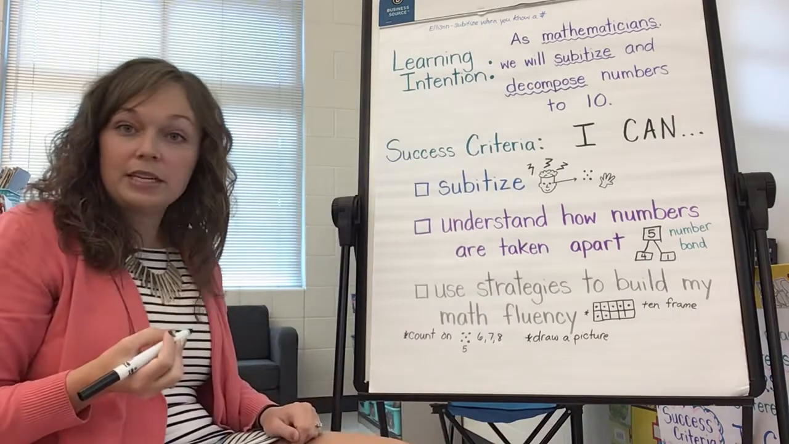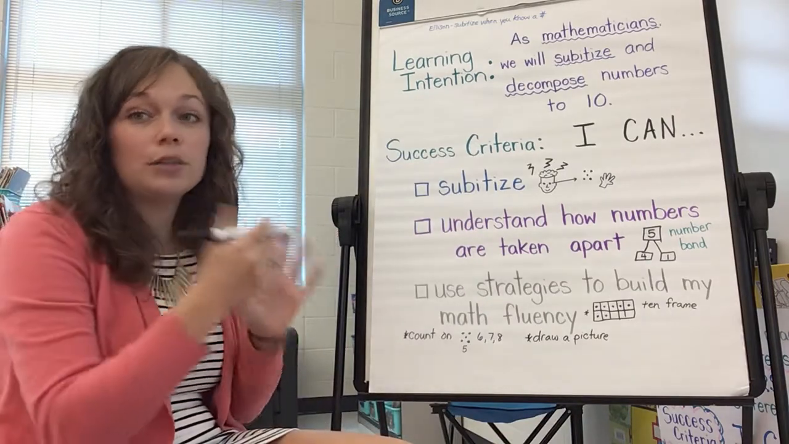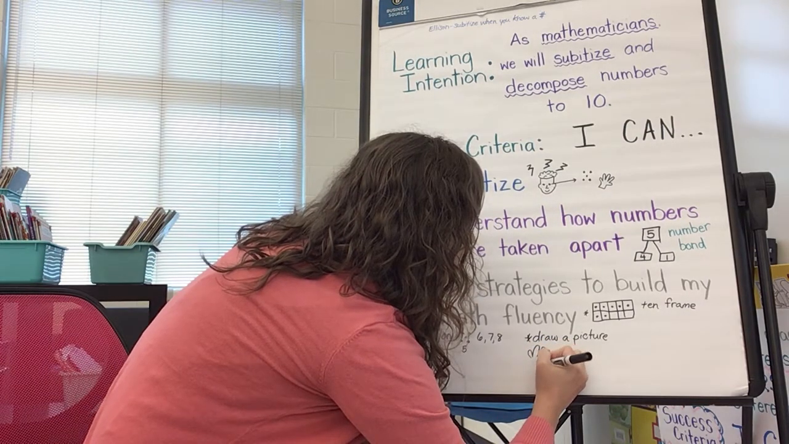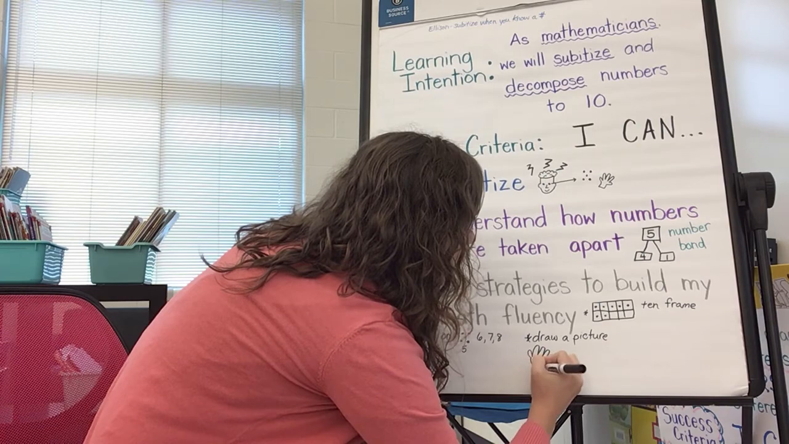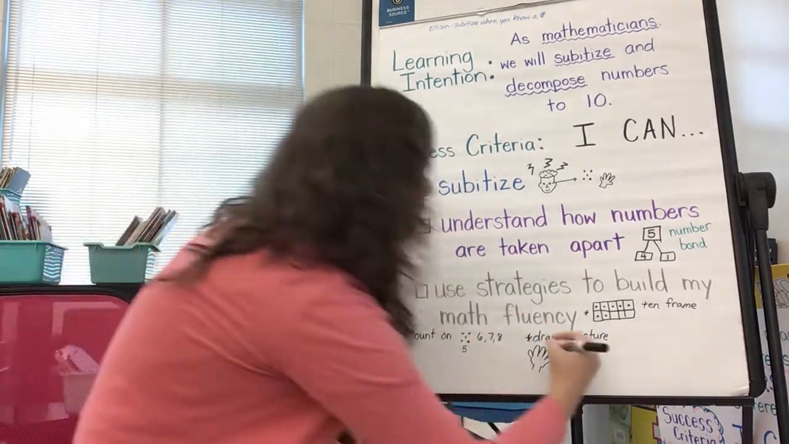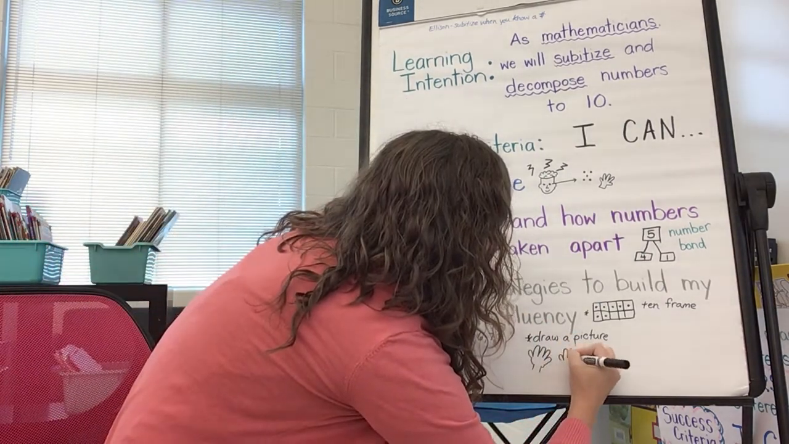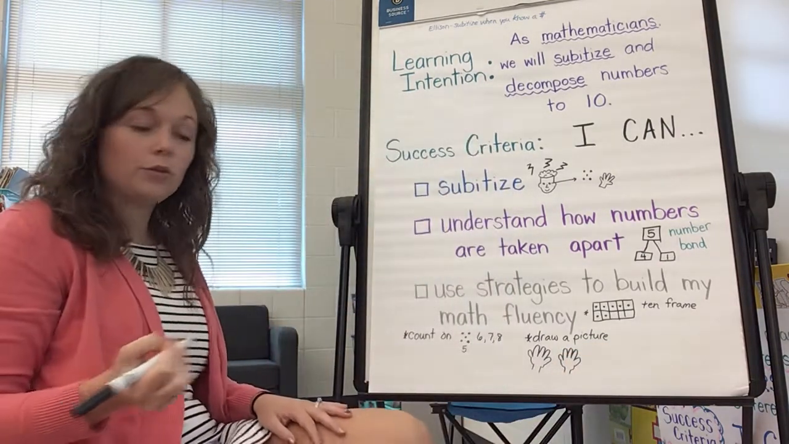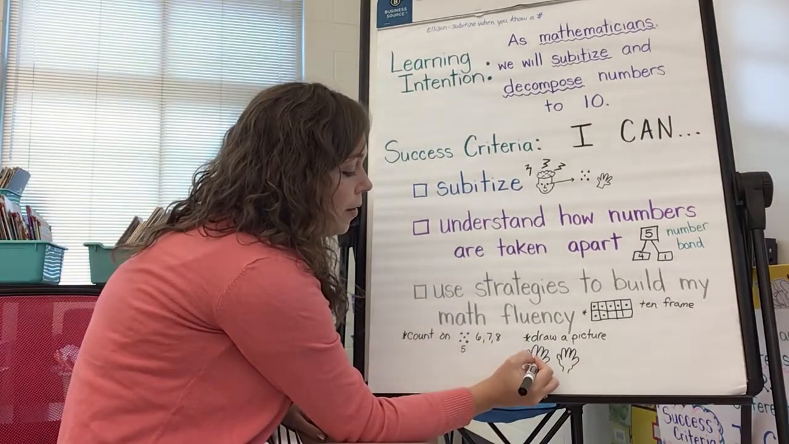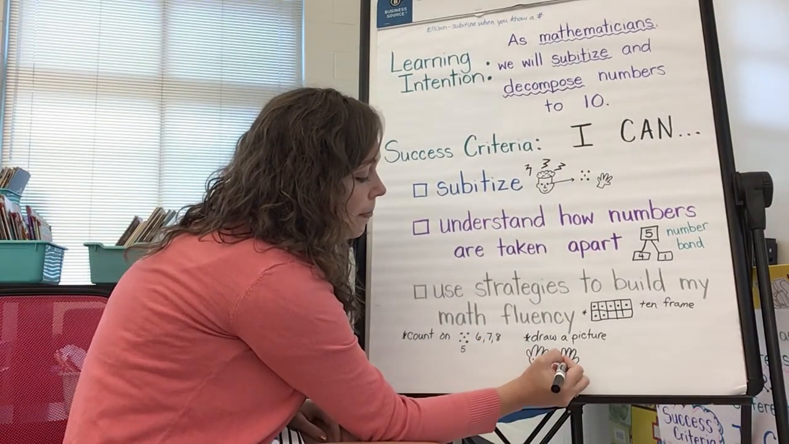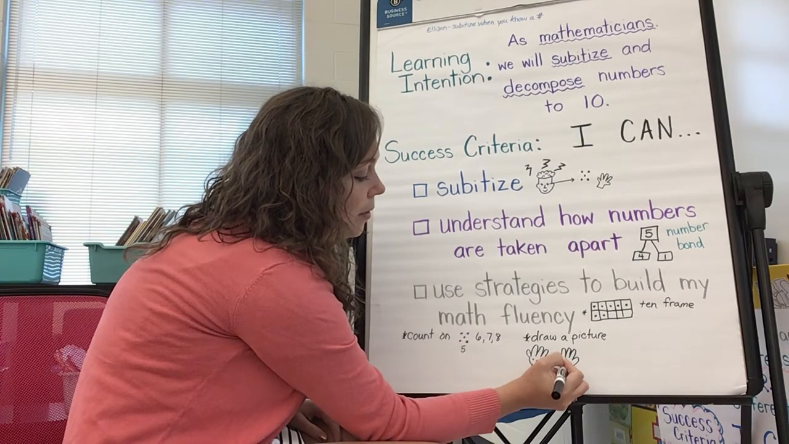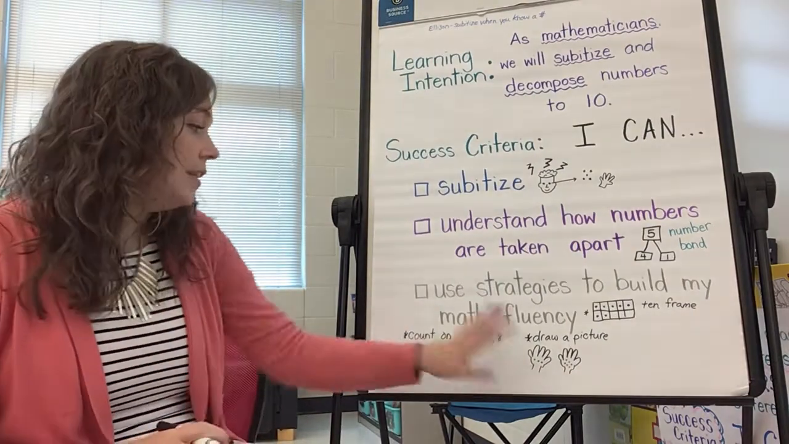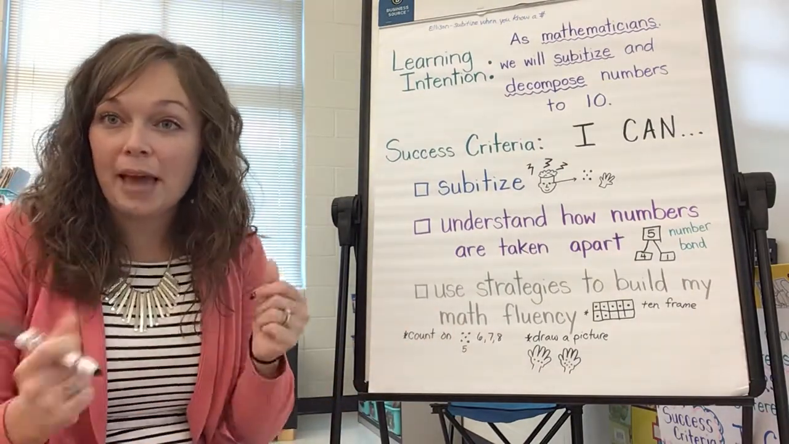So the last one that we did was with those hands and with marbles, so that's what I'm going to put up here as our example, because we were able to see how many marbles were in one hand and then how many marbles were in the other. Okay, so I drew a picture and maybe I put three marbles in this hand, and that would have left six marbles in the other hand because my total was nine. Okay, so all of these things really helped me build my math fluency.